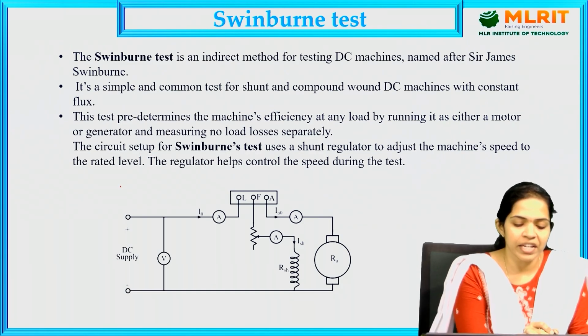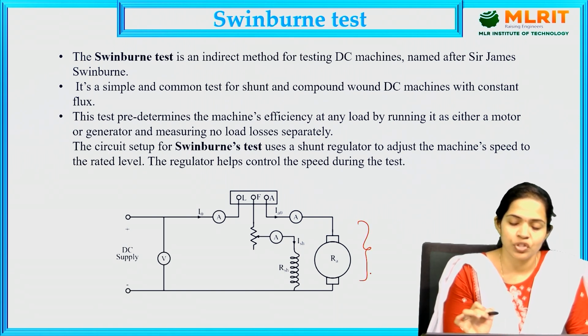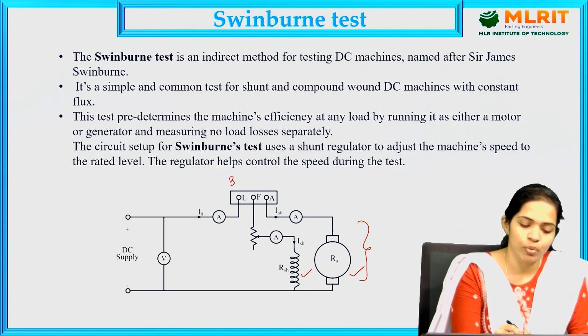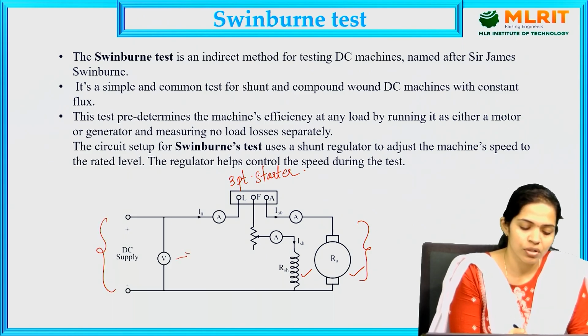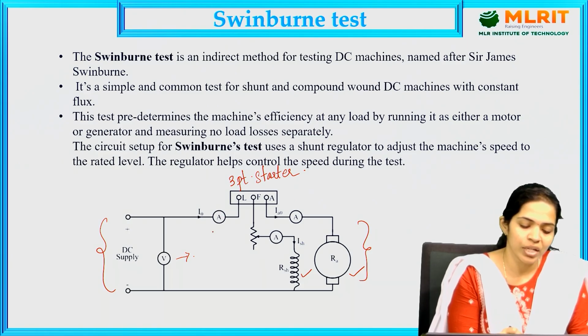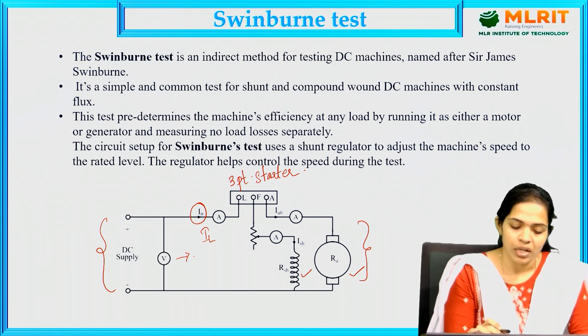So this is the arrangement for the Swinburne test. We can see the shunt motor, with its armature winding and the field winding. This is nothing but the 3-point starter, and this is our DC supply or supply lines. We connect a voltmeter across it to record the value of the supply voltage which we are applying to the motor. And the ammeter is to record the line current or the no load current, I0. And the 3-point starter is used to run the machine initially.